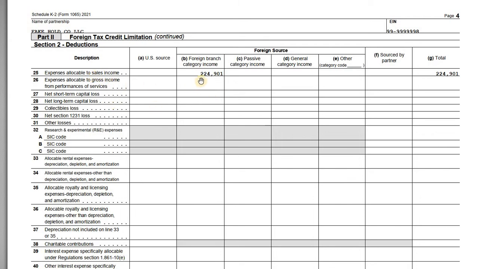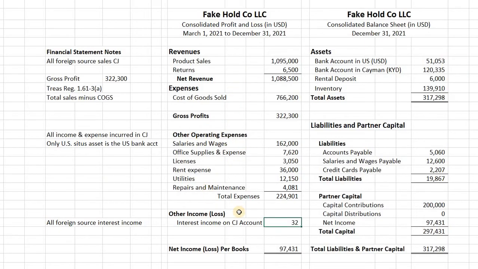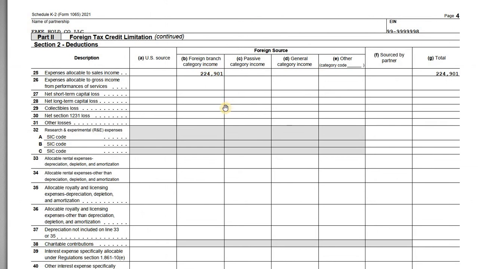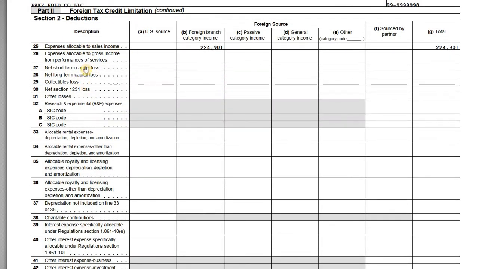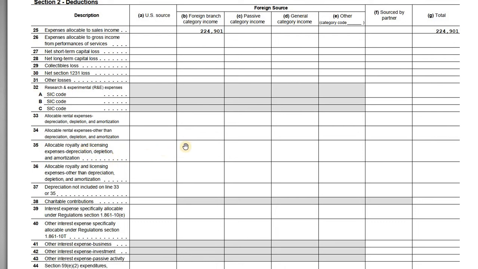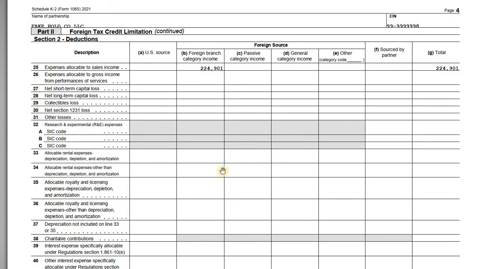Expenses allocated to the sales income, the foreign branch category income, are 224,901. Where did this number come from? That's the total expenses we see on the P&L, other operating expenses, 224,901. That's why we're reporting those values in this sales section. Obviously, if we had other types of income and expenses allocated to those, you might report them in different line items. In this case, we've got expenses just allocated to sales. We don't have any other services income or capital gains or loss, and they have other sections for royalty and licensing expenses. We're trying to keep this example pretty straightforward, so we don't have any of those income items, and accordingly we don't have any of those expense items. That's why we're leaving all those off.